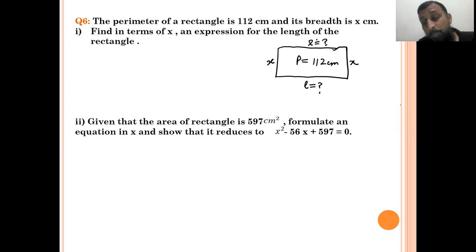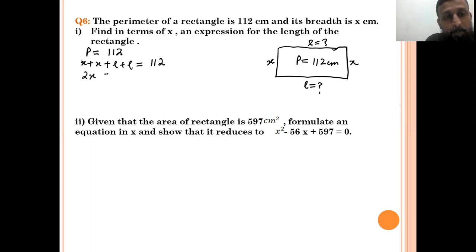We know that in a rectangle the opposite sides are equal, right? Everyone knows this much. So what is given to us? The perimeter is given to us. What is a perimeter? Perimeter means the sum of all outer sides, right? How many outer sides can you see in this rectangle? There are four outer sides. First of all, it's given that the perimeter P equals 112 centimeters. P is the sum of all the sides, so let's add up the four sides: x plus x, then l plus l equals 112. So we can add this up: 2x plus 2l equals 112.